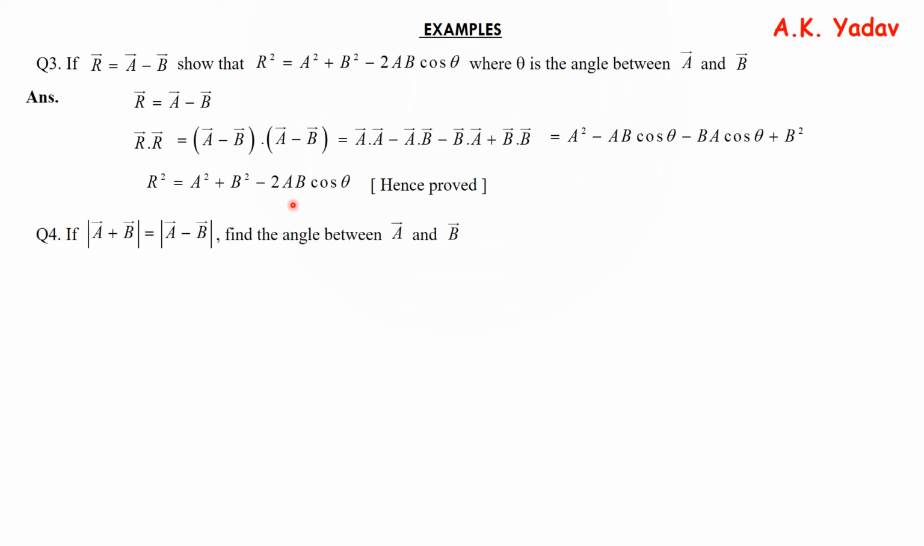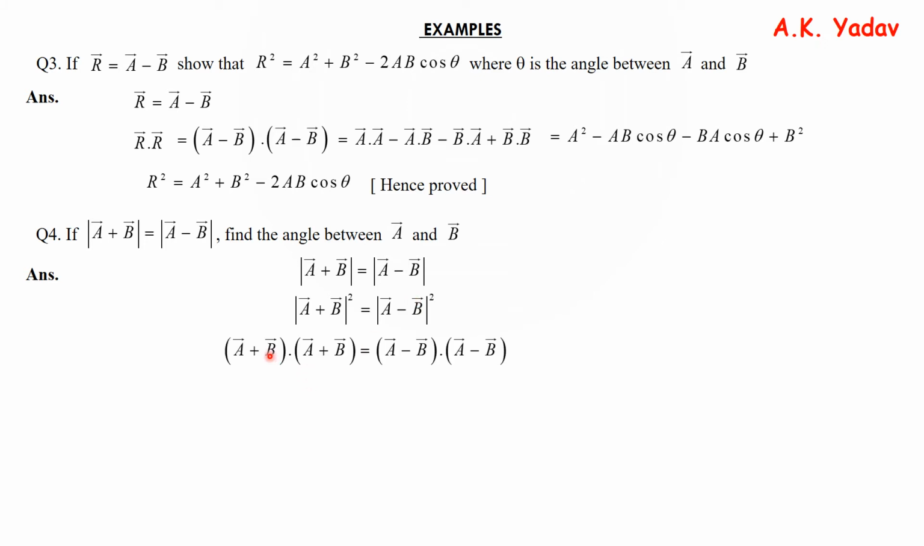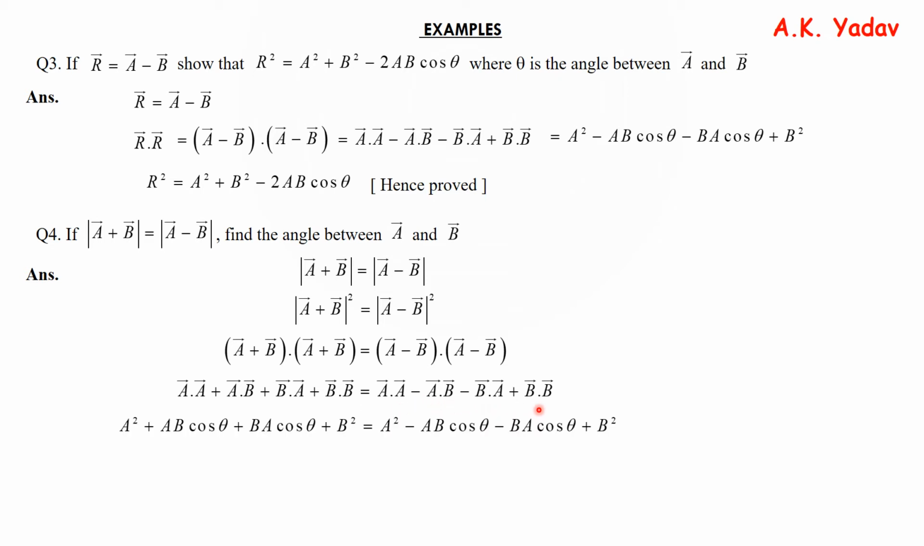Question number 4. If magnitude of a plus b is equal to magnitude of a minus b, find the angle between a and b. Now magnitude is given for a plus b equal to magnitude of a minus b. Squaring both sides gives a plus b dot a plus b is equal to a minus b dot a minus b. Expand it, a dot a plus a dot b plus b dot a plus b dot b is equal to a dot a minus a dot b minus b dot a plus b dot b.